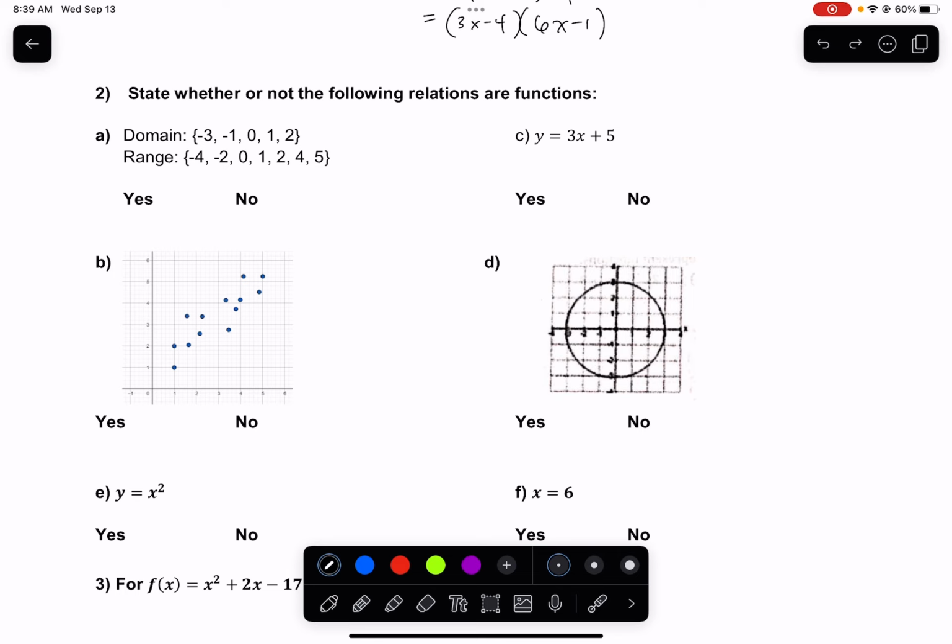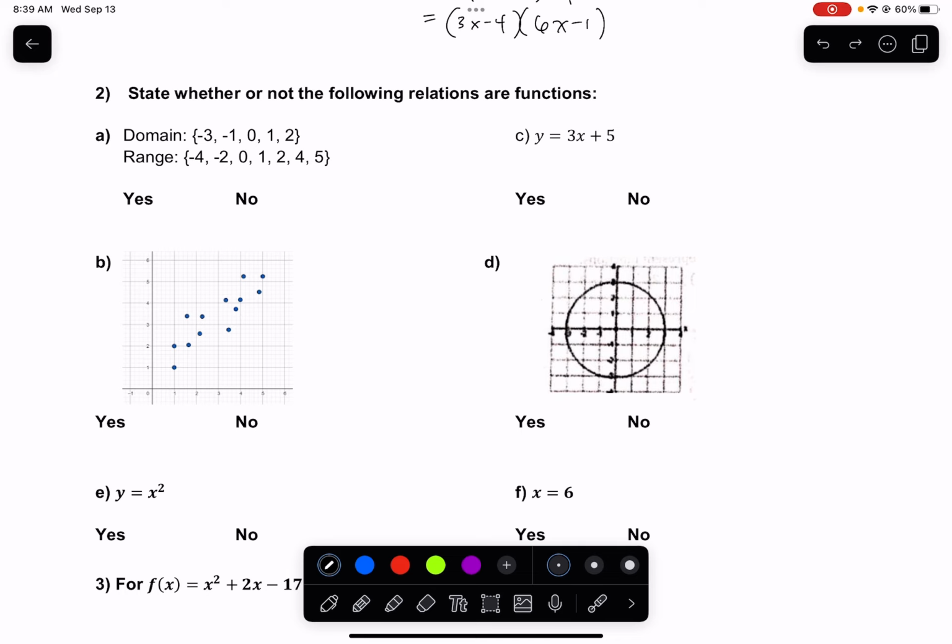Corresponding y for each x. Yeah, there has to be a unique y for every single x that you see. Now the clue I gave you the other day is if there's more y values than x values, that must mean that some of those x values correspond with multiple y's.